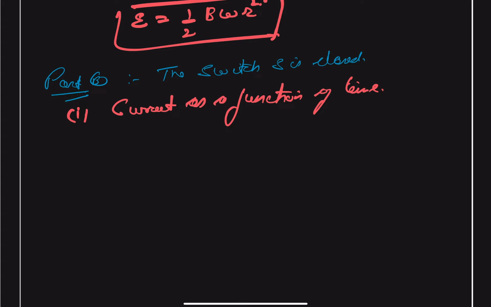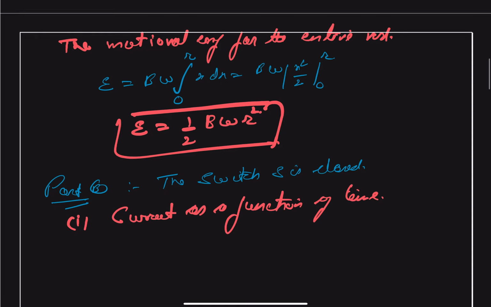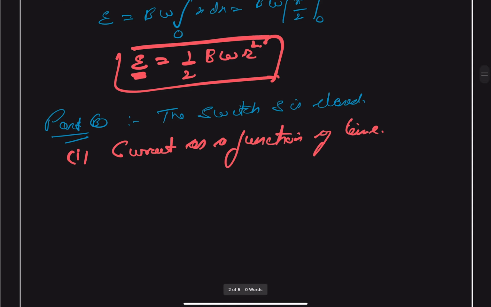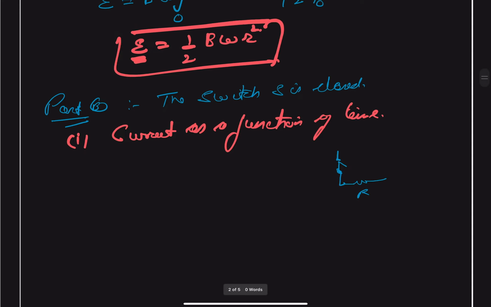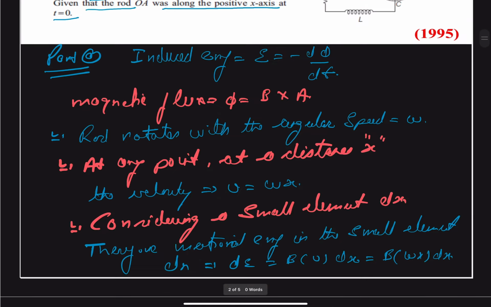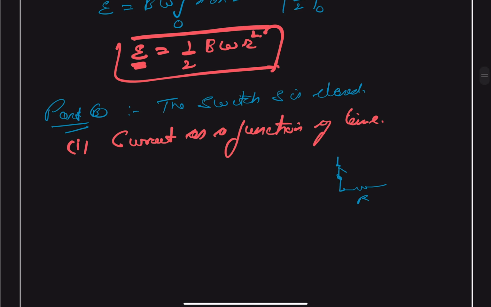So now we know the induced EMF in the rod, which is rotating. So we can draw an approximate circuit replacing the rod by this EMF E. And we get this: this is a switch which is now closed, and we have resistance R, and along with that we have an inductor L, and this is our induced EMF.